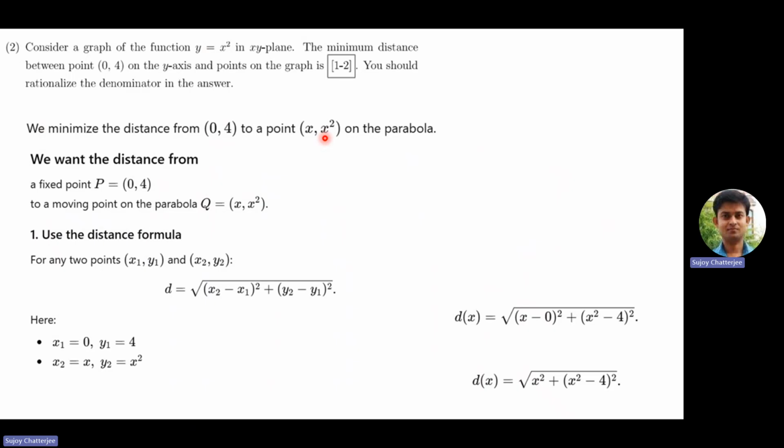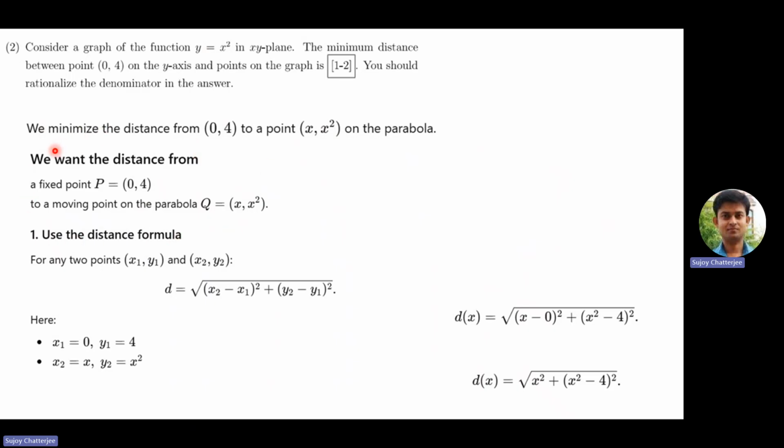So we want the distance from the fixed point (0, 4) to a moving point on the parabola, which is represented by (x, x²). So this is what we know and what is given in the question.